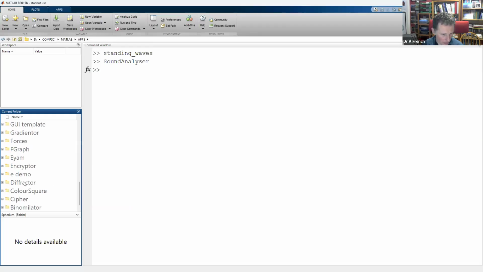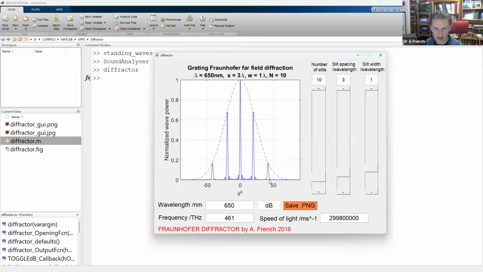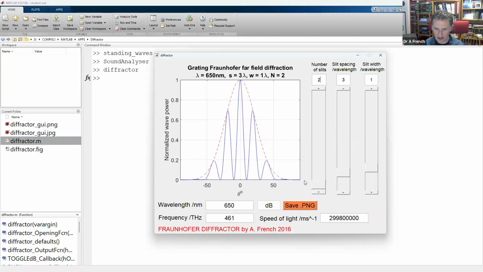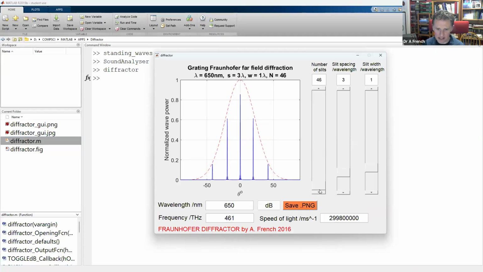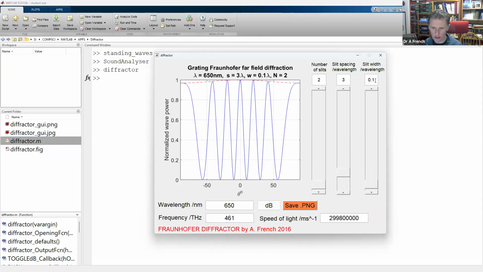So we'll go for diffractor. And here you go. This is rather nice because let's say we start with two slits. I've got a little slider here so you can increase the number of slits. Let's go for two slits. Let's have the slit spacing be 3 wavelengths. And let's set the slits to be really thin, like 0.1 of a wavelength. There's your wavelength, 650 nanometers, this is red light. The slit spacing is 3 wavelengths. The width of the slit is really tiny. I can make that even smaller, actually.